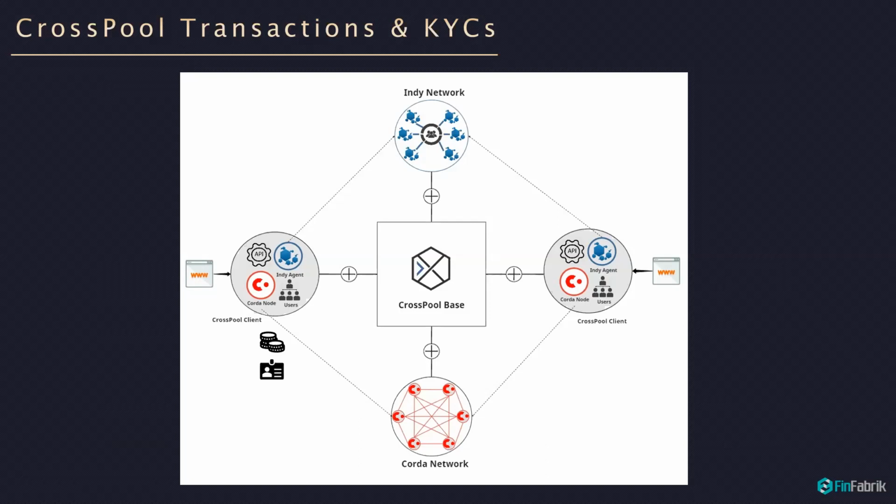So how does a transaction run through CrossPool and how does a KYC workflow work? Assuming that we have a token transfer from one institution client to another, in step one, the token will be transferred to an escrow account in the CrossPool-based layer, and the respective credential will also be sent to the CrossPool base. The second step is that the credential will be sent to the Indy network for verification. And the last step is, once we get approval from the Indy network, this will trigger the token transfer from the escrow account to the target account. Yeah, like this. Next slide, please.